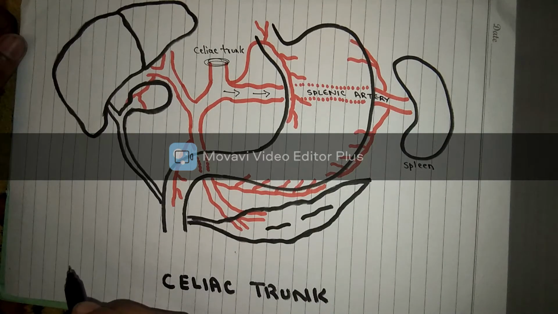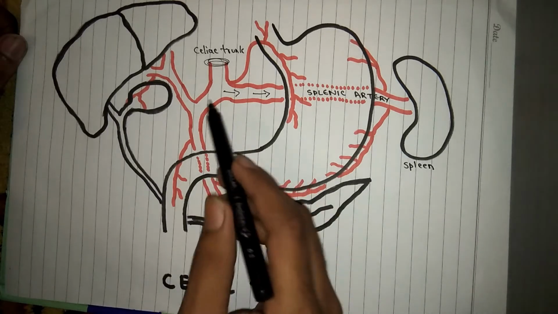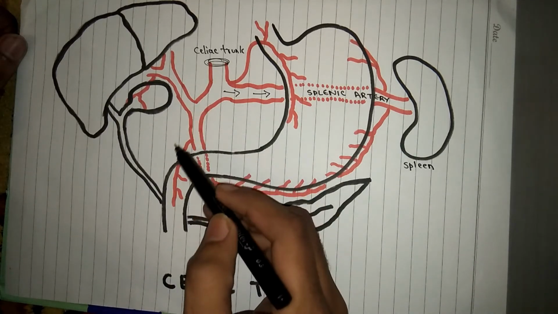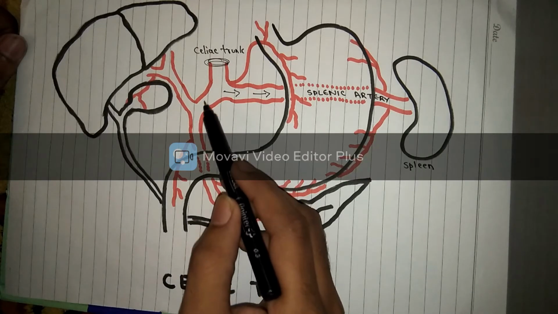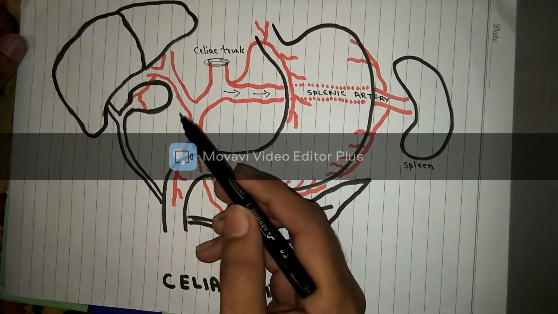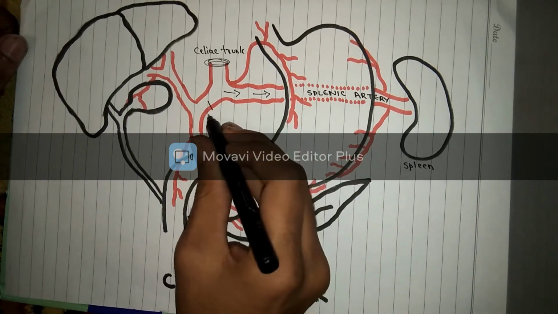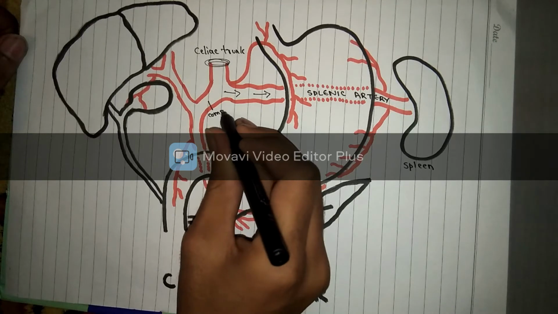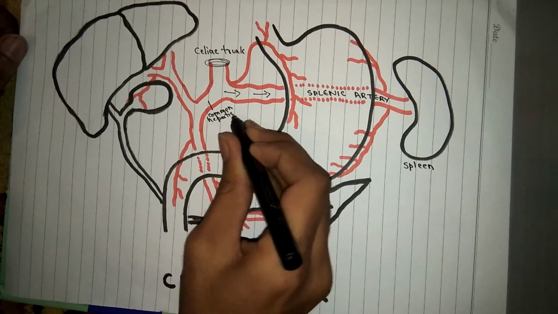So we can see that there is another branch of the celiac trunk going to the right side of the body, and this right here is the common hepatic artery. So this is the common hepatic artery.